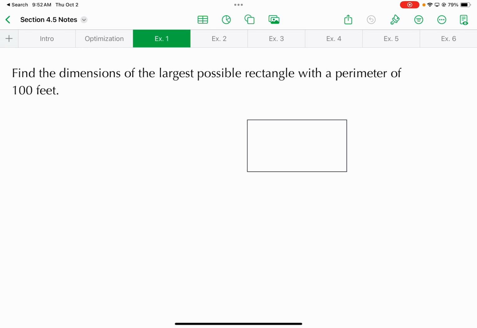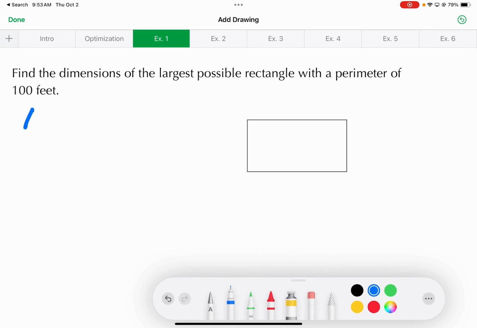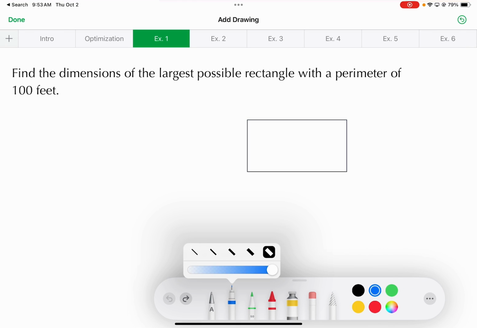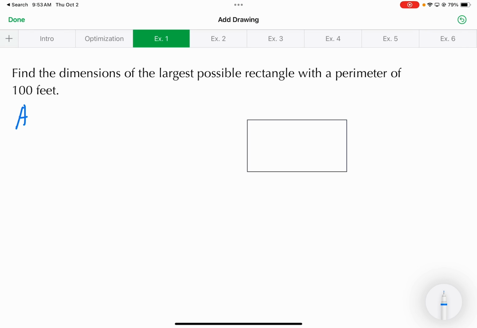So, okay. Dimensions, largest possible rectangle with a perimeter of 100 feet. Let's start with our primary equation. What are we wanting to maximize or minimize here? The area, right? So it says largest possible rectangle. So we want to maximize our area. Okay, so let's come up with an equation for our area. What is area? Okay, so area equals length times width.